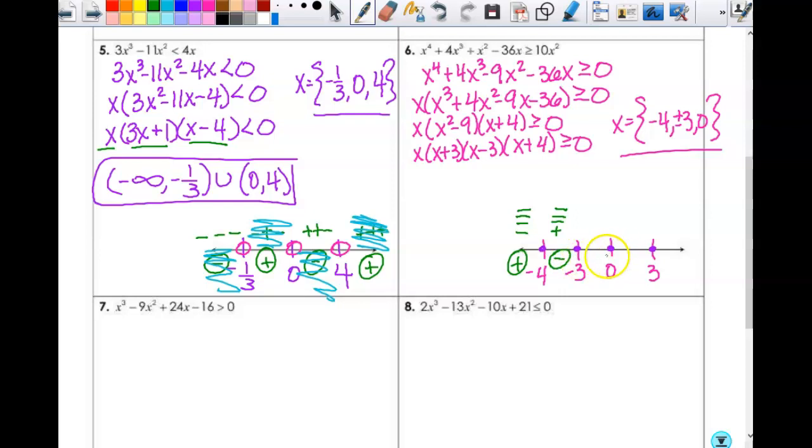In between here, I think I'd pick a -1. So it'd be negative, positive, negative, positive. So that would be positive overall. Between 0 and 3, I think I'd pick 1. So it'd be positive, positive, negative, positive, negative. And then maybe 4, so it'd be positive, positive, positive, positive. Overall, it's positive. Then I shade.